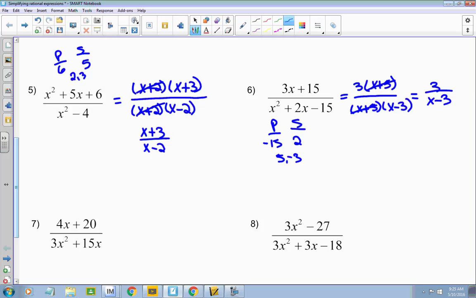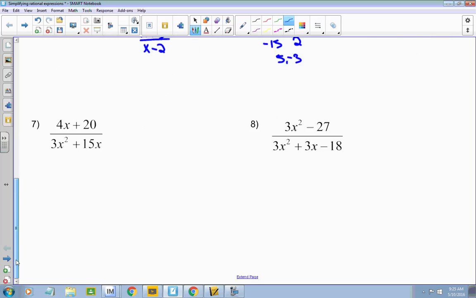Can I do anything with that? No. Can't do anything with that. All right. What about this one? What can I do on the top? Factor out a 4. And that leaves me with x plus 5. Okay, what can I do on the bottom? Factor out a 3x. Okay, and that leaves me with x plus 5. Okay, does anything cancel? X plus 5 cancels. So I'm left with 4 over 3x.